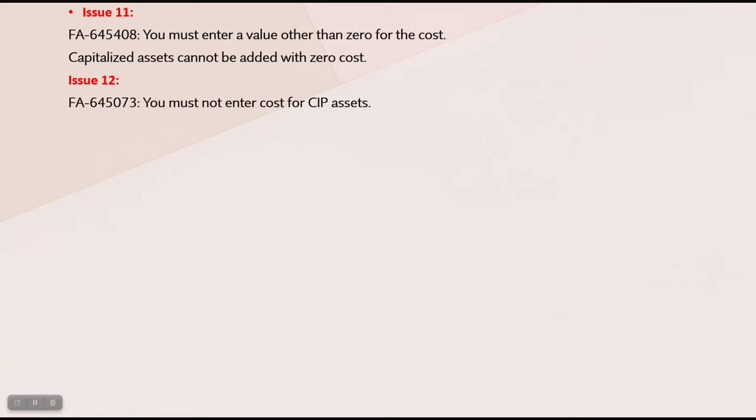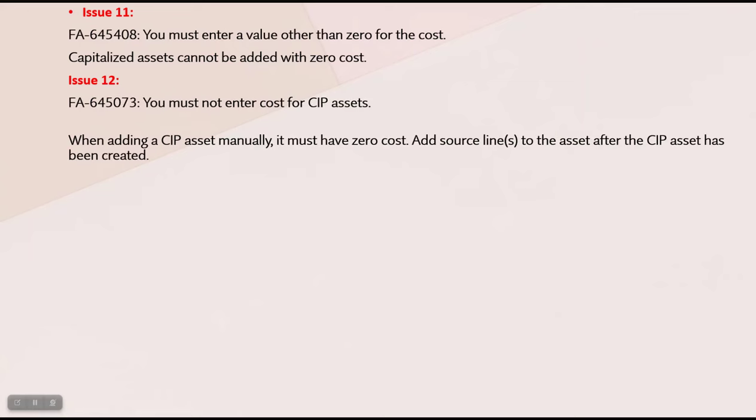Issue number 12. You must not enter cost for CIP assets. When adding CIP, which is construction in process, it must have 0 cost. Add source lines to the assets after the CIP asset has been created.